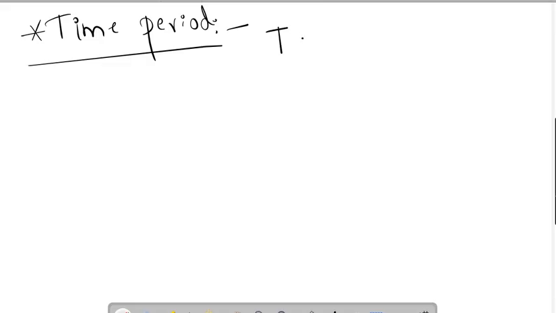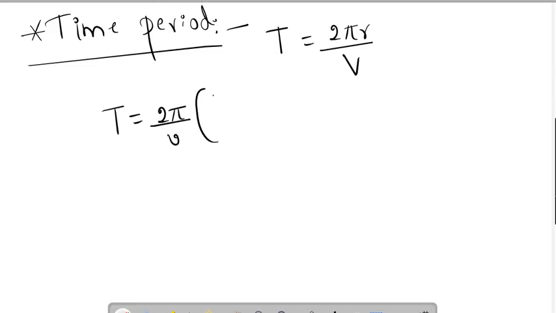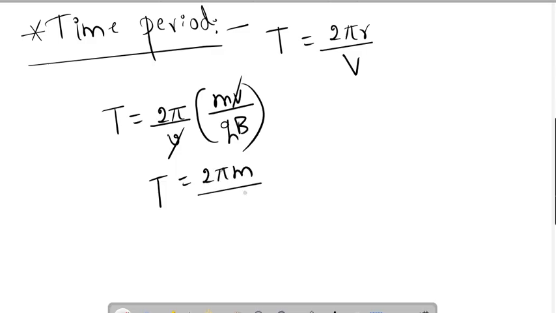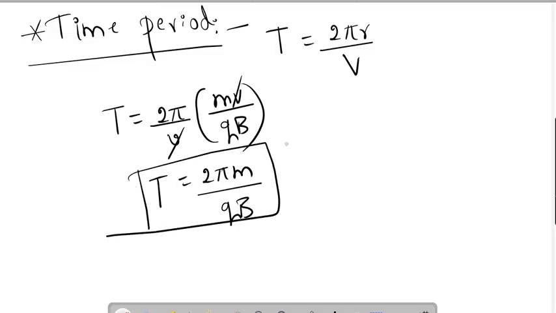So we know that time period T is equal to 2 pi r divided by v. If you substitute the r value here, you will get 2 pi divided by v. What is r? R is equal to mv divided by qB. Is it or not? Here one v gets cancelled. That is T is equal to 2 pi m divided by qB. This is the time period. Please note this down.